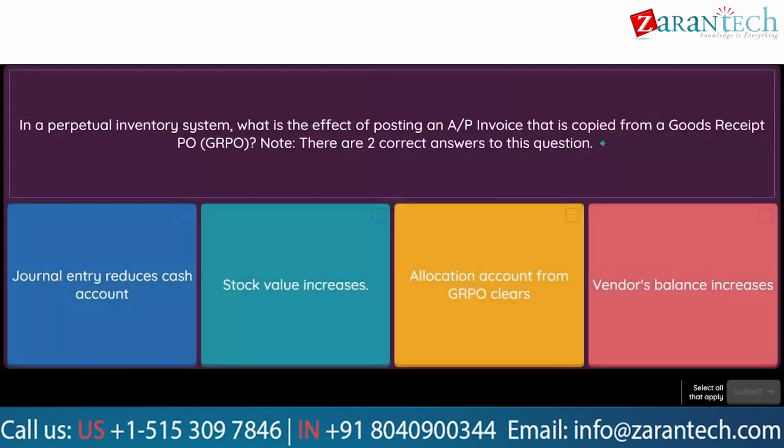Question: In a perpetual inventory system, what is the effect of posting an A/P invoice that is copied from a goods receipt PO, GRPO? Note: There are two correct answers to this question. Option 1: Journal entry reduces cash account. Option 2: Stock value increases. Option 3: Allocation account from GRPO clears. Option 4: Vendor's balance increases.